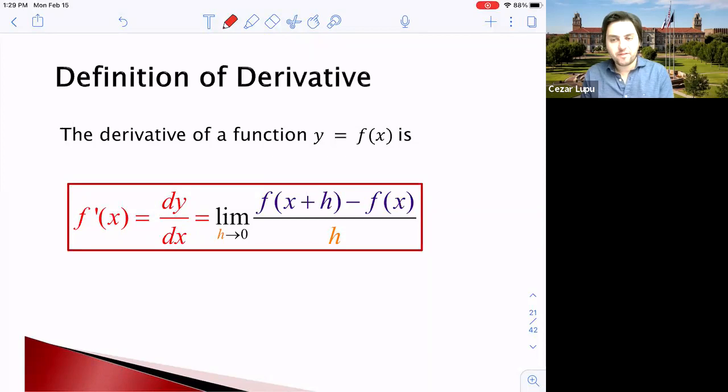So the derivative of a function y equals f of x, as you can see, we will denote it in this way, f prime of x, right? Or we can also write it as dy over dx. And this will be nothing else than just the limit of the difference quotient. So in other words, let me write it again. So the limit, let me write it with a different color.